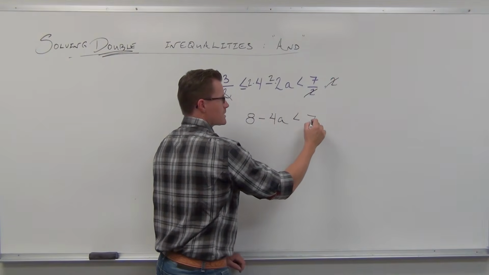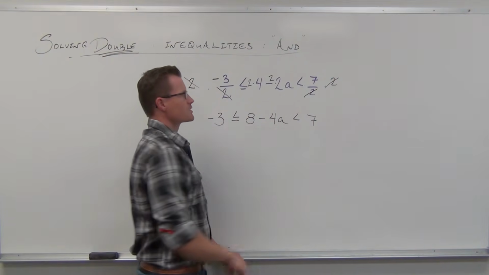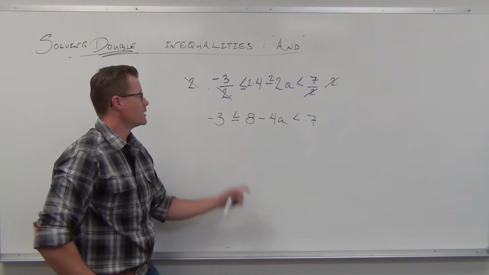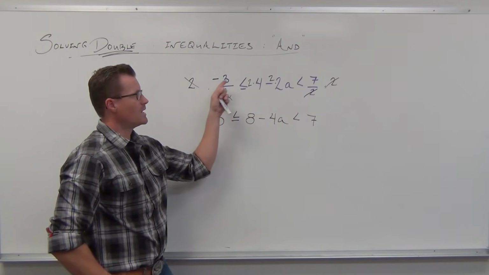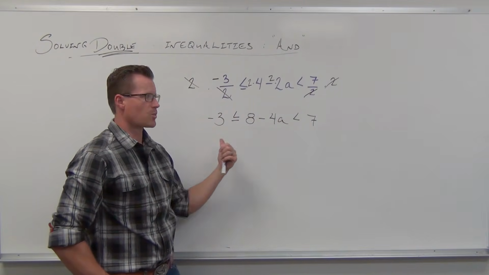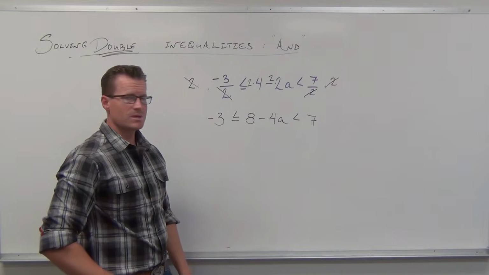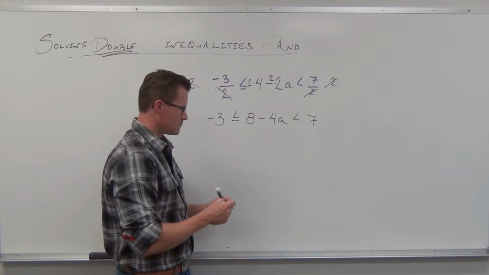Here we kill the fraction, we get 7. Because we didn't multiply by a negative, you do not flip that inequality. So, got rid of the fraction, -3. Didn't get rid of the fraction, we have 8 and -4a, no problem. Got rid of the fraction, we get 7, inequalities stay the same. Now you're home free. We should be getting rid of our constant. We can do that.